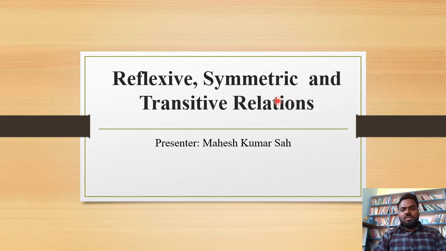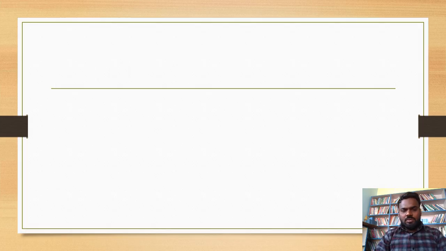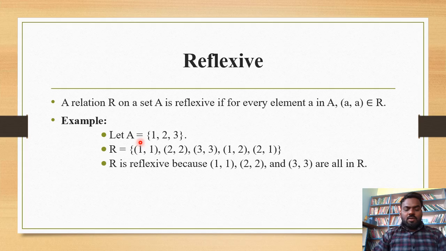So let me start with the first slide. First we have to understand what a reflexive relation is. So let's see here. Okay, so here is the slide on reflexive relations. A relation is said to be reflexive if it contains the identical elements, the same elements of itself. So let's go through one example.